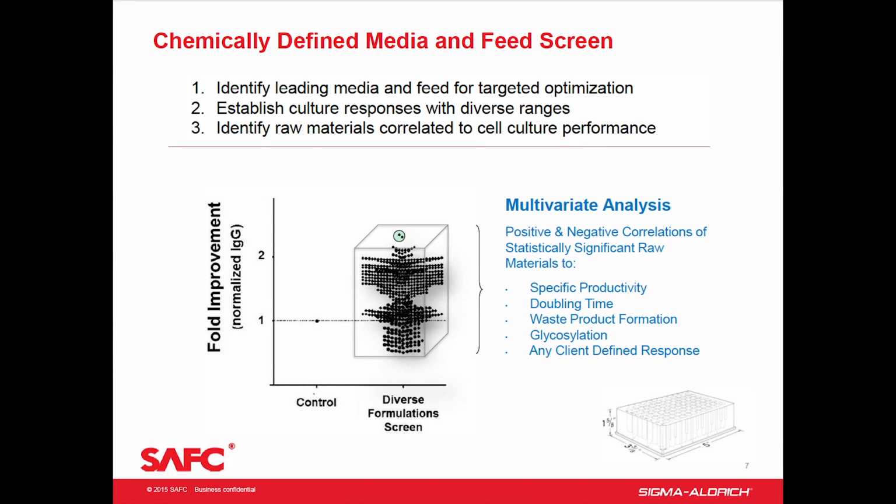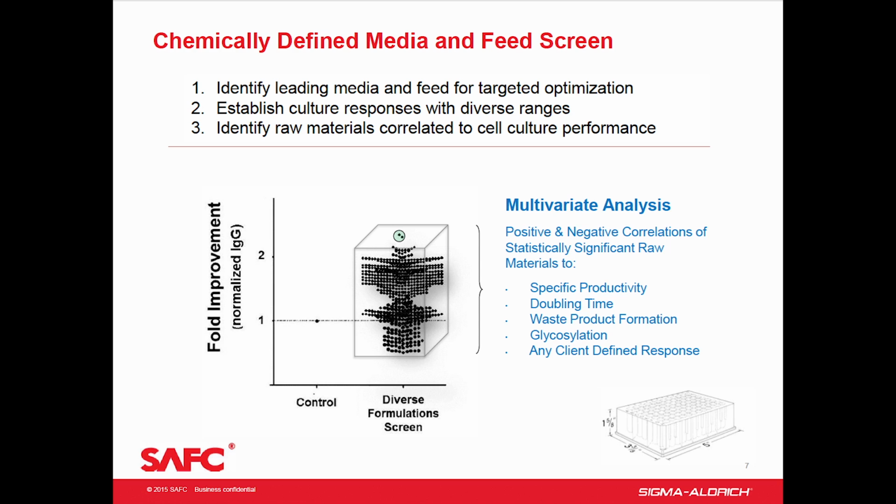So, chemically defined media and feed selection. What we want to do is identify media formulations that are good to go forward with. We want to identify a media and feed target for optimization, establish culture response in diverse ranges, identify raw materials, and correlate the cell culture performance with those raw materials.